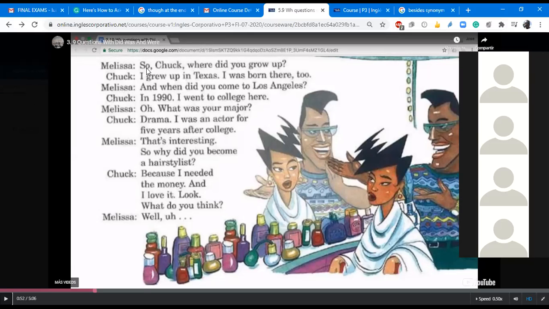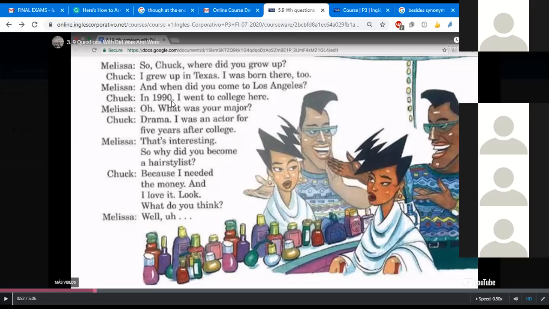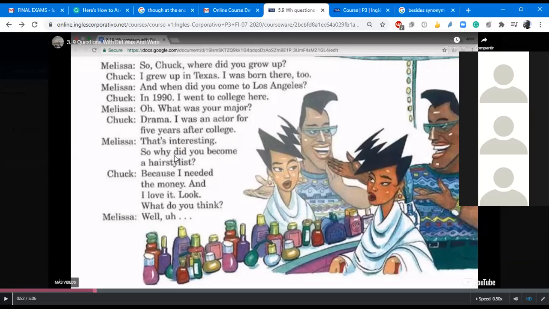You begin, Valeria. So, Chuck, where did you grow up? I grew up in Texas. I was born there too. And where did you come to? Los Angeles. In 1990. I went to college here. Oh, what is your major? Drama. I was an actor for 5 years after college. Why did you become a hairstylist? Because he needs the money, and I love it. Look, what do you think?